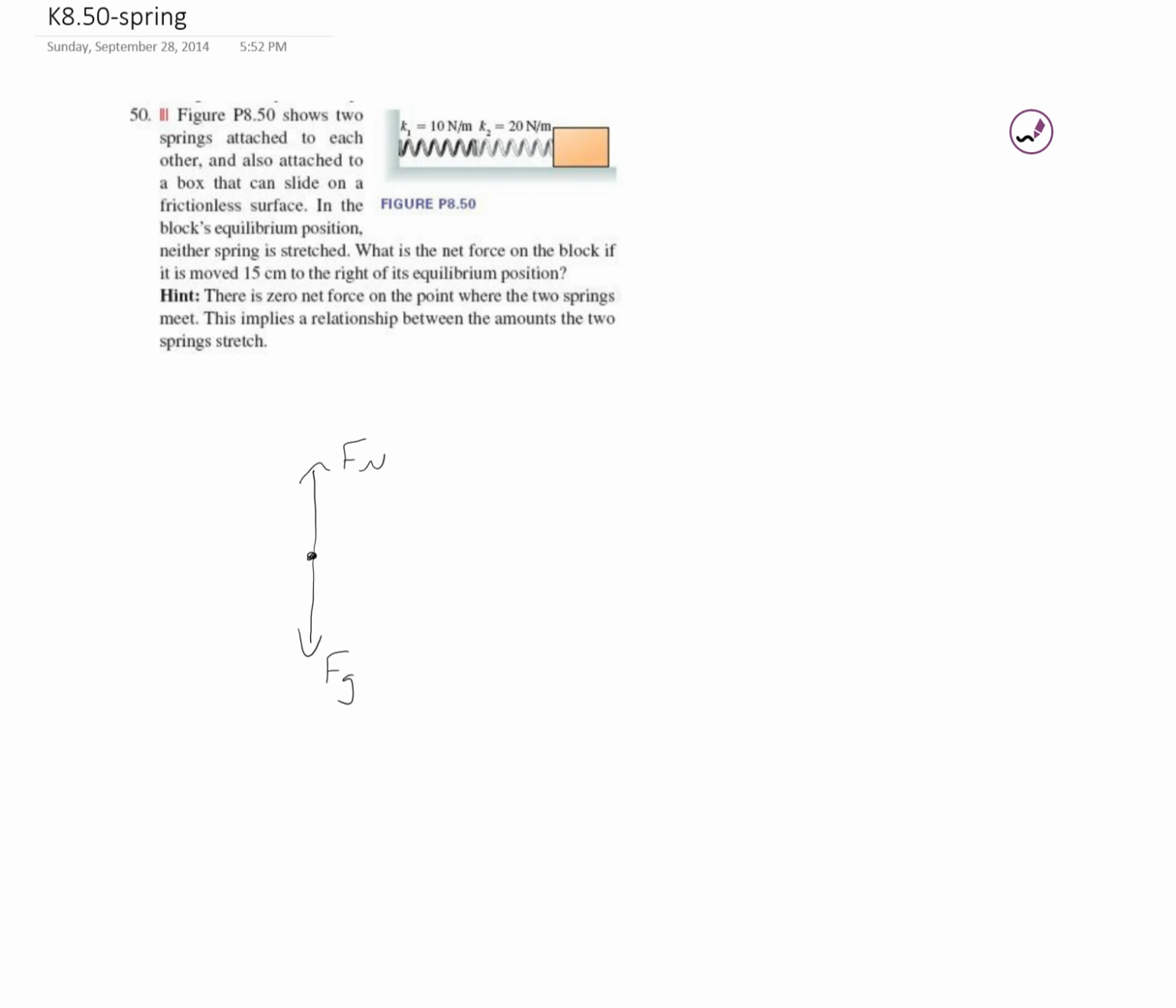And let's see, it says, what is the net force on a block if it is moved 15 centimeters to the right of its equilibrium position? So we're going to be stretching out the springs. And so we have the spring acting on the block. Now in this case, what it would be easiest to do is say block, and we'll call this spring 2. And then we'll draw a force diagram for the spring interface.